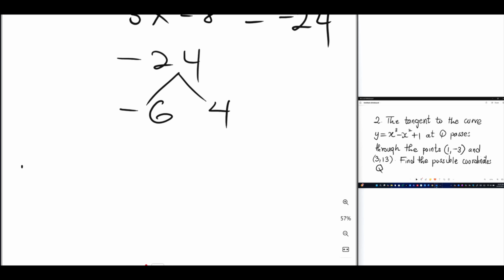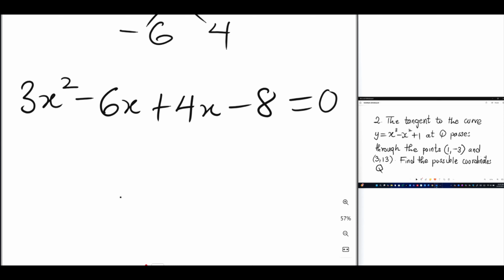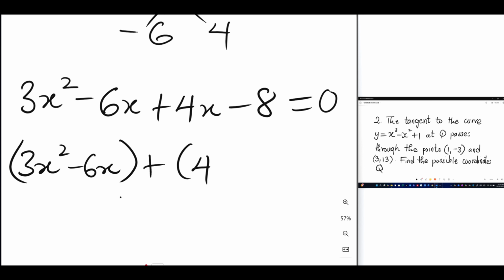So we are going to get 3x squared. In place of the coefficient of x, which is negative 2, we now write negative 6x, then plus 4x, because when you add 4x to negative 6x, you get back negative 2x. Then minus 8 equal to 0. Now you factorize by grouping. You put the first two terms in one bracket, 3x squared minus 6x, then plus 4x minus 8 in another bracket.